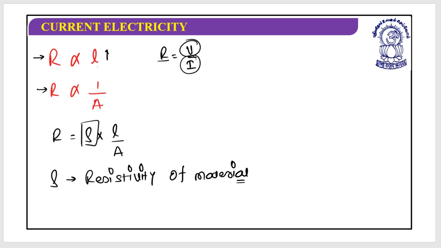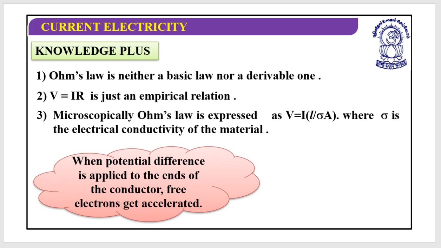So if the length of a wire increases, resistance will increase. If the cross-sectional area of the wire decreases, resistance will increase, and vice versa. This is correct. I hope these things are clear to you. Is it clear? Yes. So let's have some more additional knowledge about Ohm's law.